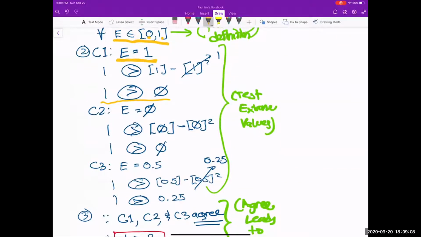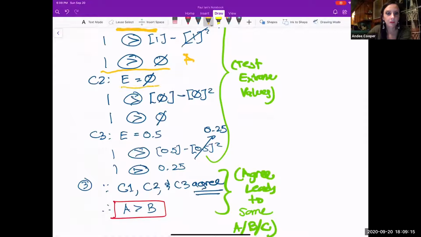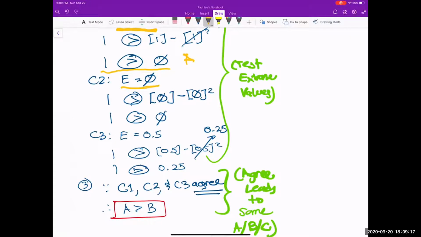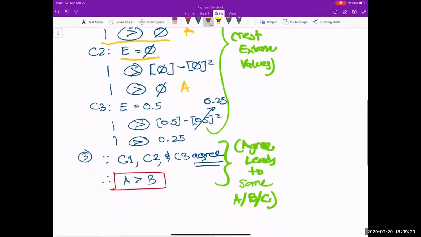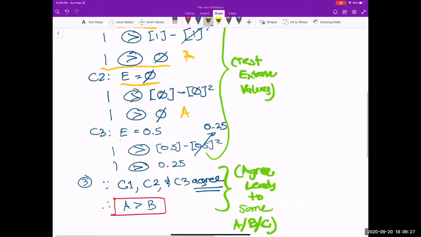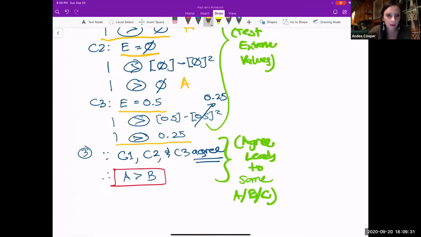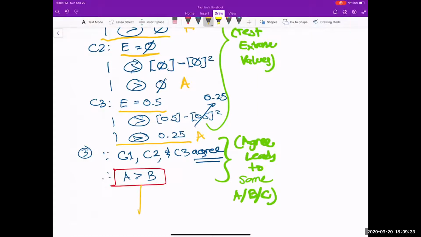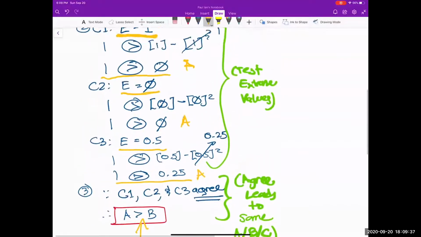And when I plug in 1 for case 1, I got A is greater than B. And then when E is 0, the lower end, I still get A. Okay. And then, just to check there's no fluke, I plugged in a median value, 0.5, and I still got A. So that must mean it's A. Okay, that makes sense. And that's how I would conclude it.